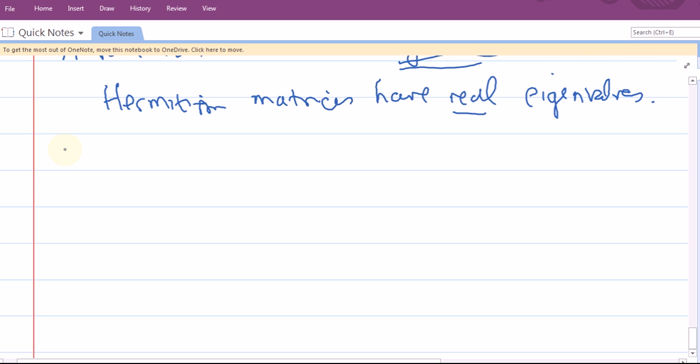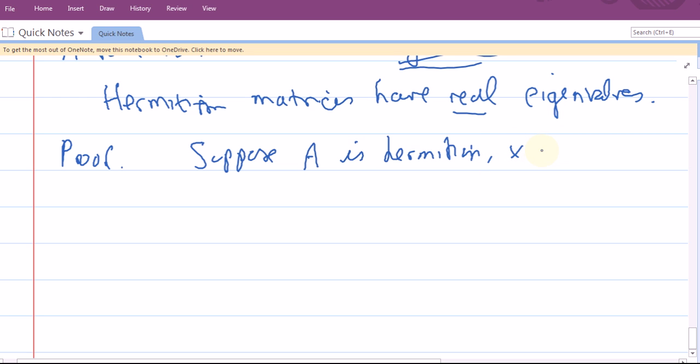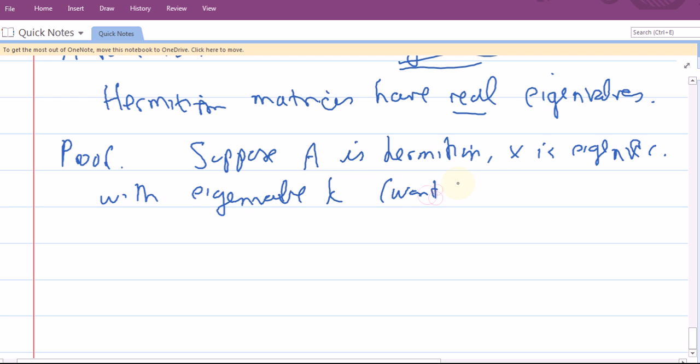Okay. So to prove this, I want to consider something. First of all, suppose A is Hermitian, and let x be an eigenvector with eigenvalue lambda. So we want to show that lambda is real. Okay, so that's what we're trying to show.